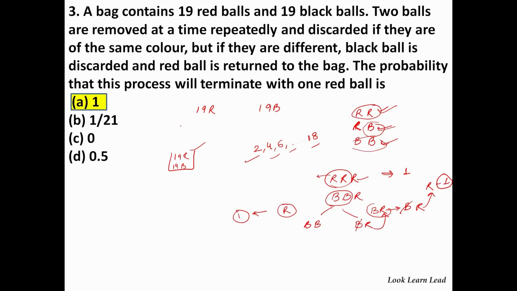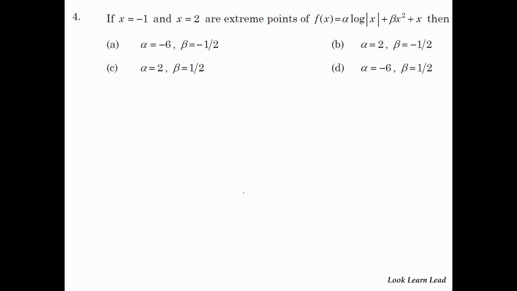So this is the third question. Let's move on to the next question, the fourth. In the fourth question, if x is equal to 1 and x is equal to 2 are extreme points, so we can take them as maxima. Extreme points of f(x) is equal to alpha log x plus beta x squared plus x. We have calculated the extreme points, so here we have x equal to -1 and x equal to 2.